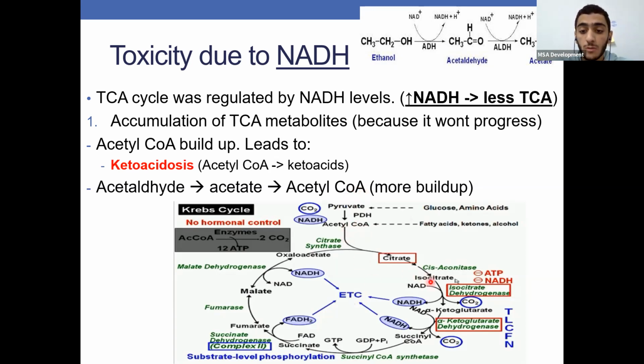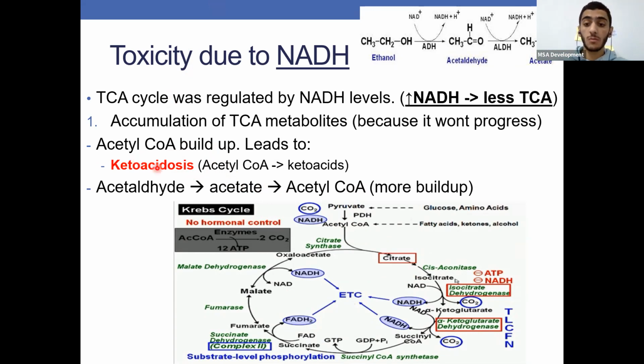However, it can't go to this pathway. So we can't just leave the acetyl-CoA here. Instead, it will go to another pathway that will basically lead to formation of keto acids or the ketones. And this will lead to ketoacidosis. So ketoacidosis is formed by the buildup of acetyl-CoA.